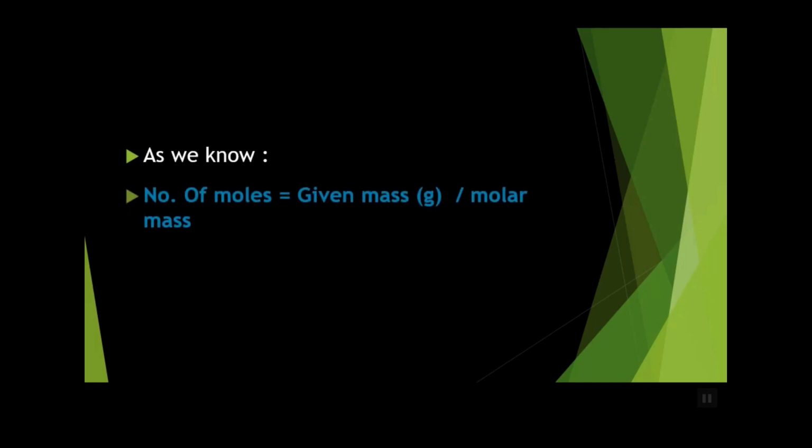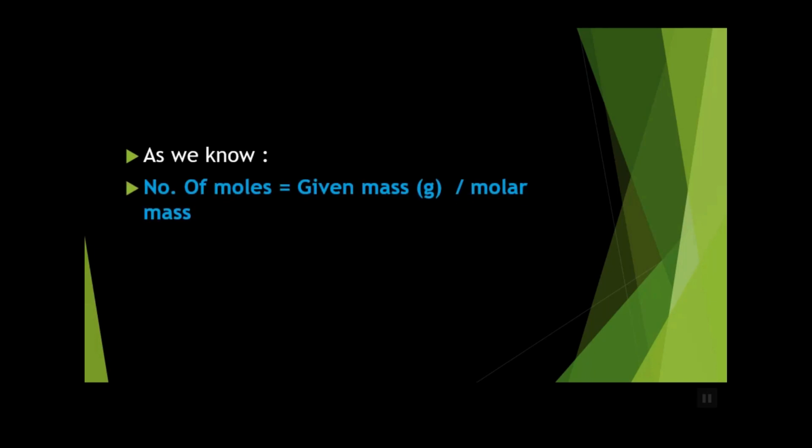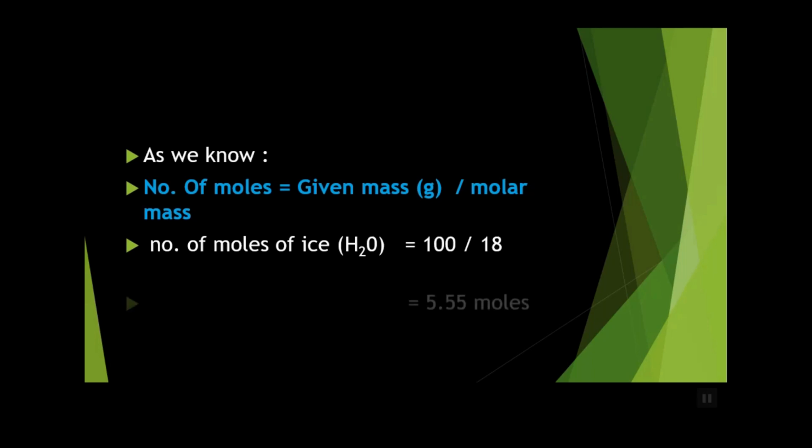And as we know, number of moles is equal to given mass divided by molar mass. So number of moles of ice is equal to 100, that is given mass, divided by 18, that is molar mass of ice. So we get the answer 5.55 moles of ice. So students, this is the answer.